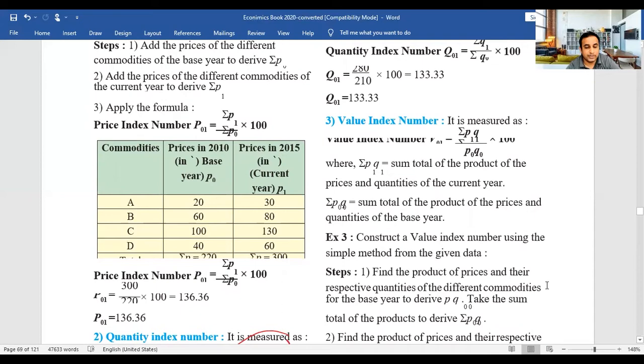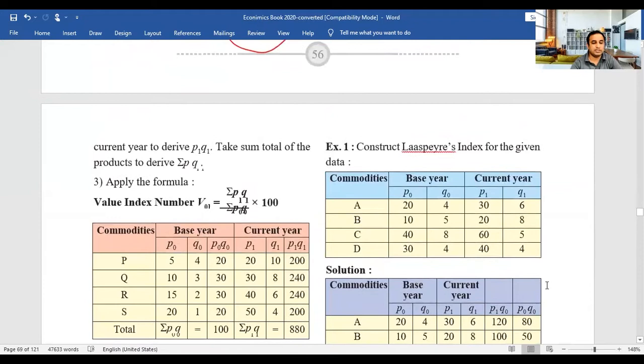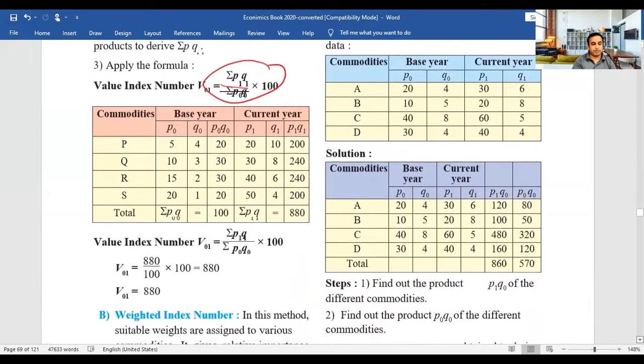The third is value index number. So value index number is measured by summation P1 Q1 upon summation P0 Q0 into 100. So we have to obtain first the summation of P1 Q1, then we have to obtain the summation of P0 Q0, and we have to multiply it by 100. So these are the three types of simple index number.